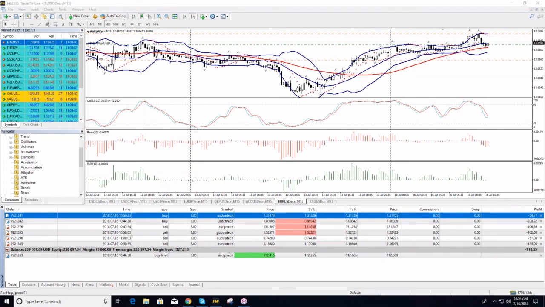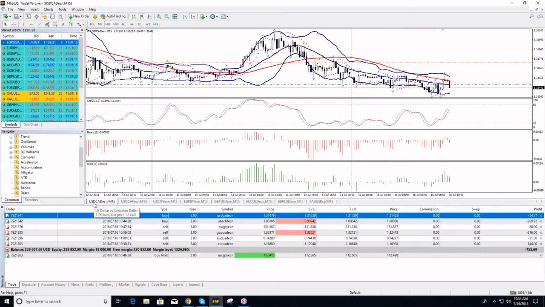And also we have a buy limit order, dollar yen at 112.415 with a stop loss 112.265 and a take profit at 112.665. Now let's go around and see how our trades are doing.